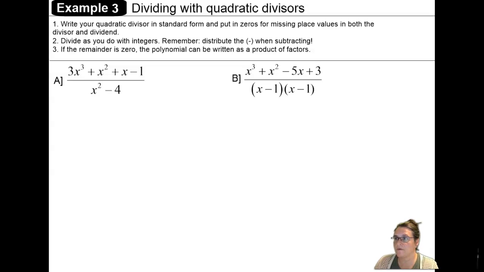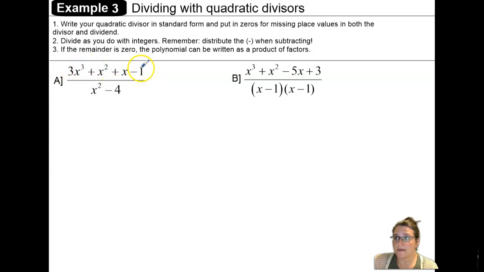Hey, welcome back for example 3 in our notes for polynomial long division. And in example 2, we were dividing using linear divisors. In example 3, we're going to move on to quadratic divisors. And the process still looks very much the same, where we're going to write our dividend from the numerator by putting zeros in for any missing place values.